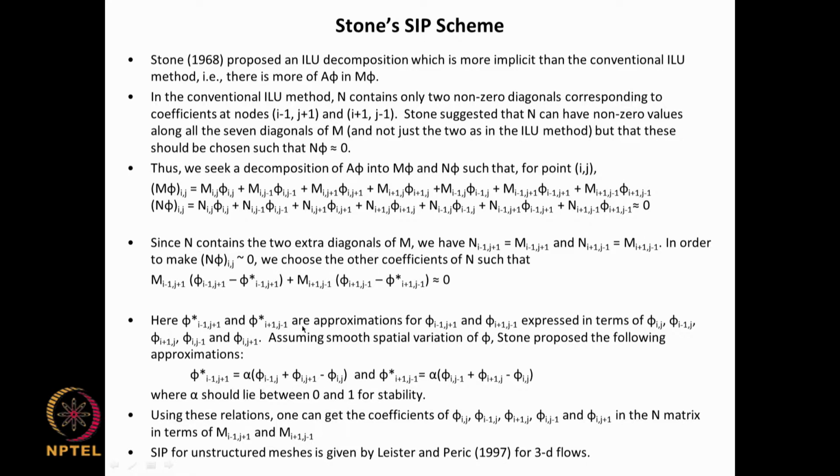So once you put this here, then you can get an overall expression for the coefficients here in terms of the coefficients for the other things. Okay. Using these relations, one can get the coefficients of phi i j, i minus 1 j, i plus 1 j, i j minus 1 in the N matrix in terms of phi i minus 1 j plus 1 and phi i plus 1 j minus 1.